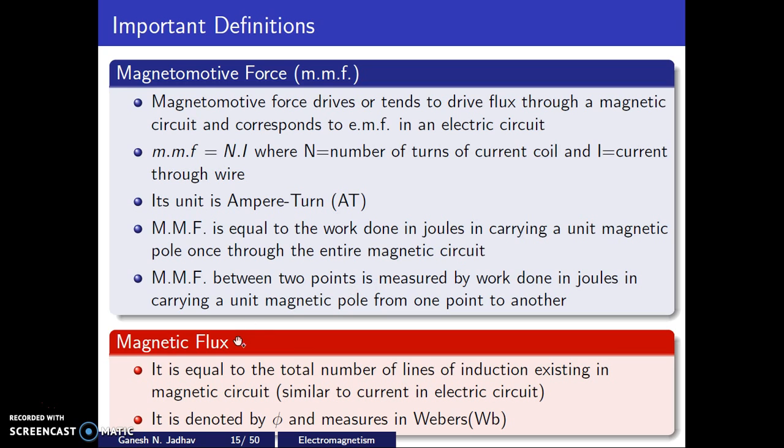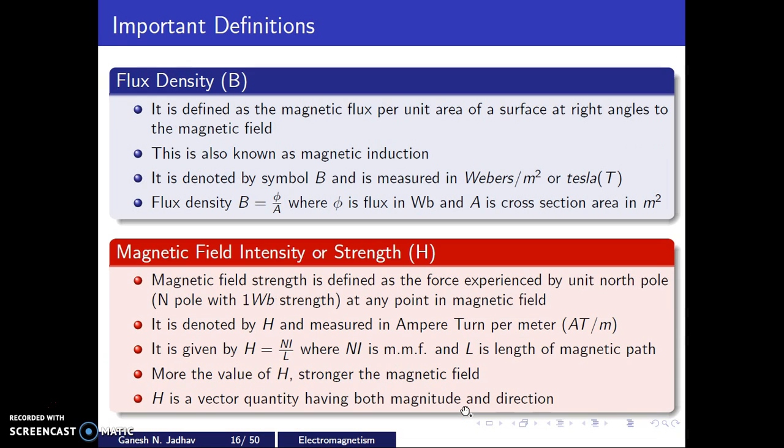The next part is magnetic flux. How do you define magnetic flux? Magnetic flux is equal to the total number of lines of induction existing in a magnetic circuit, that is, the total number of magnetic lines of force. It is similar to the current in the electrical circuit. It is denoted by the Greek letter phi and measured in Weber. So its unit is Weber.